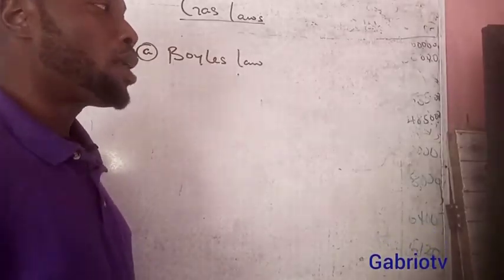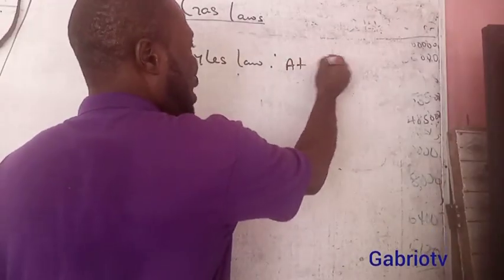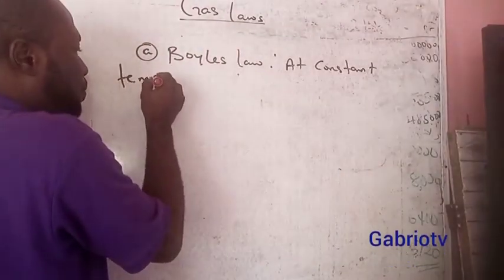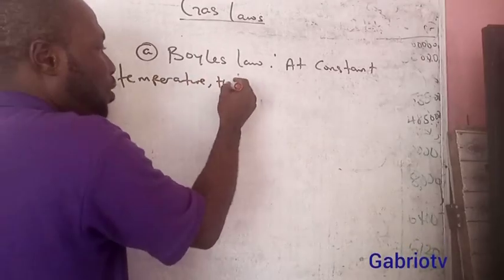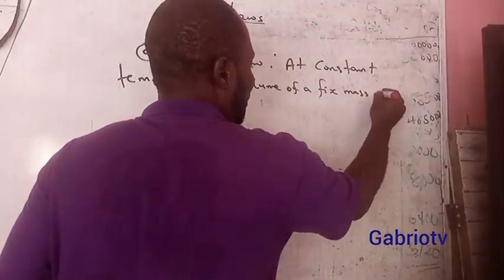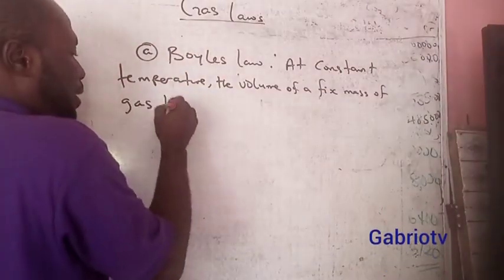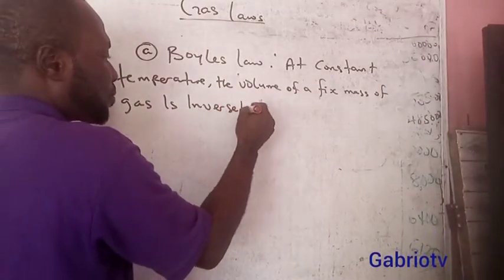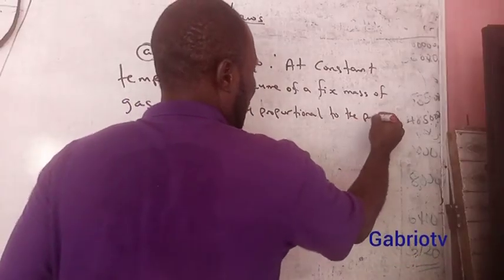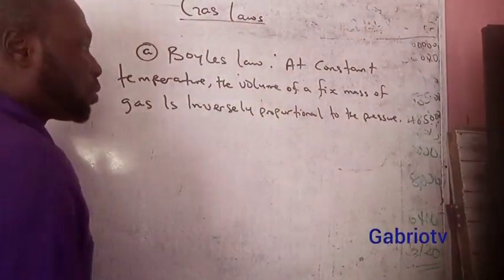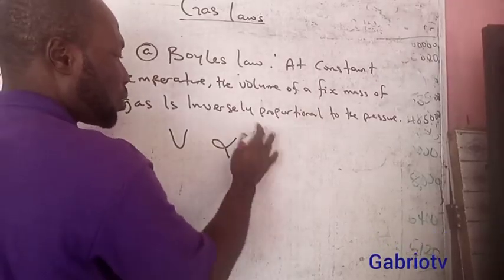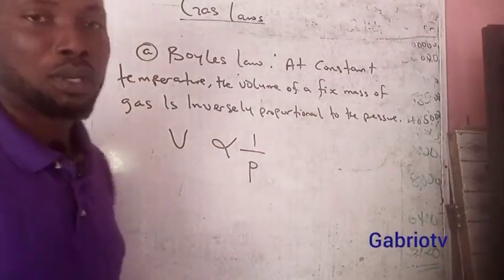And what did he state? Boyle's law states that at constant temperature, the volume of a fixed mass of gas is inversely proportional to the pressure. Inversely proportional to the pressure. This is Boyle's law.